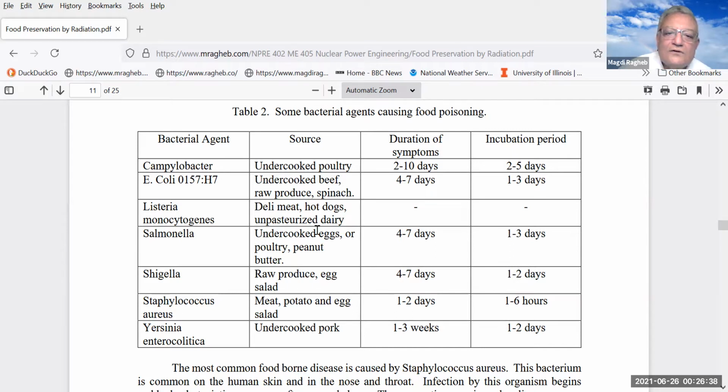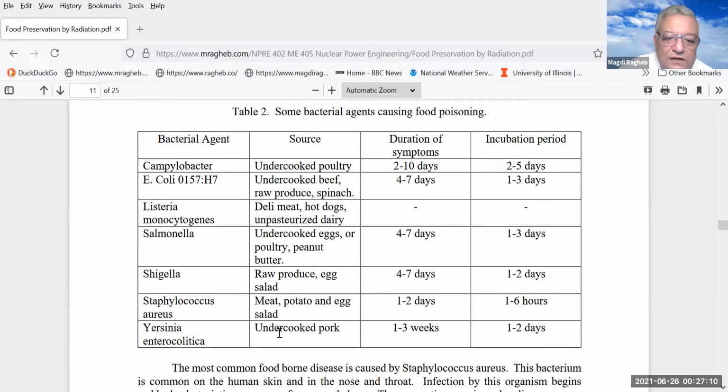Salmonella occurs in undercooked eggs. That's why I suggest that you cook eggs on both sides and avoid eggnog around Christmas if eggs that are not cooked are used in them. Also poultry, and peanut butter. In fact, there has been salmonella in peanut butter. You can get sick for 7 days. Shigella happens in raw produce and egg salad, with a 4 to 7 day duration. Staphylococcus aureus happens in meat, potato, and egg salad.